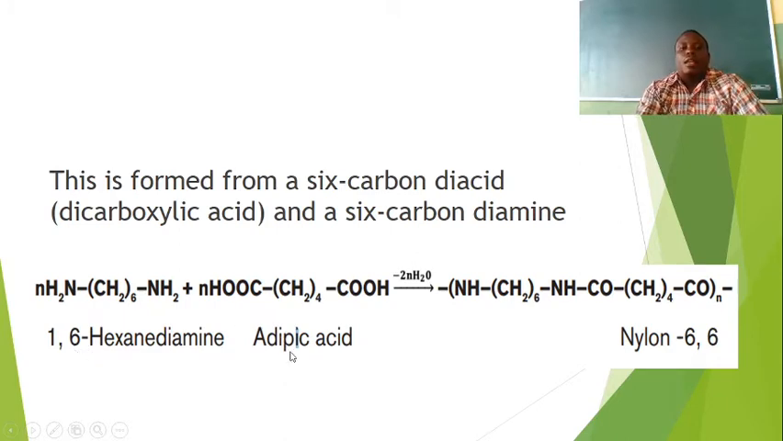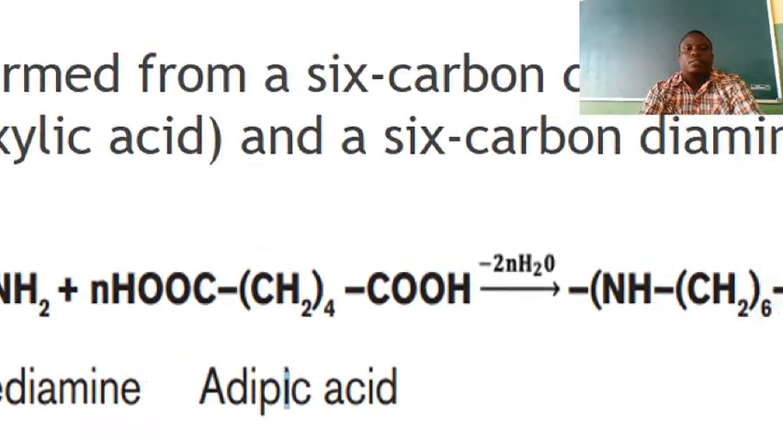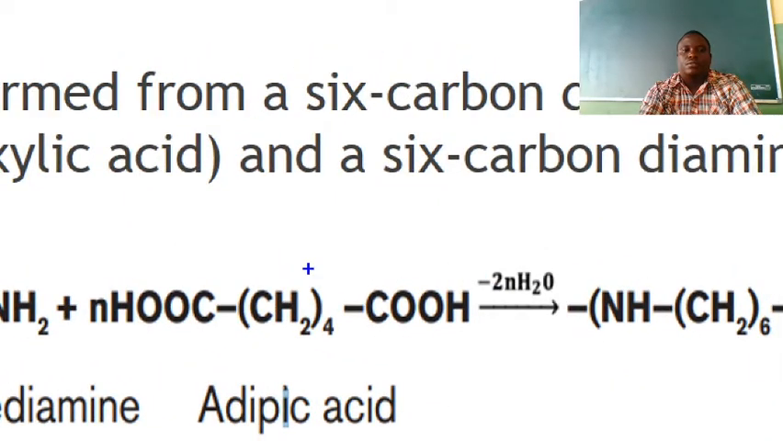So adipic acid, you see, we have 2. Let me use my zoom function to show you this one. Here is a carboxylic acid, you can see, and here also is a carboxylic acid. So these carboxylic acids, as you can see, are 2 on this carbon chain.